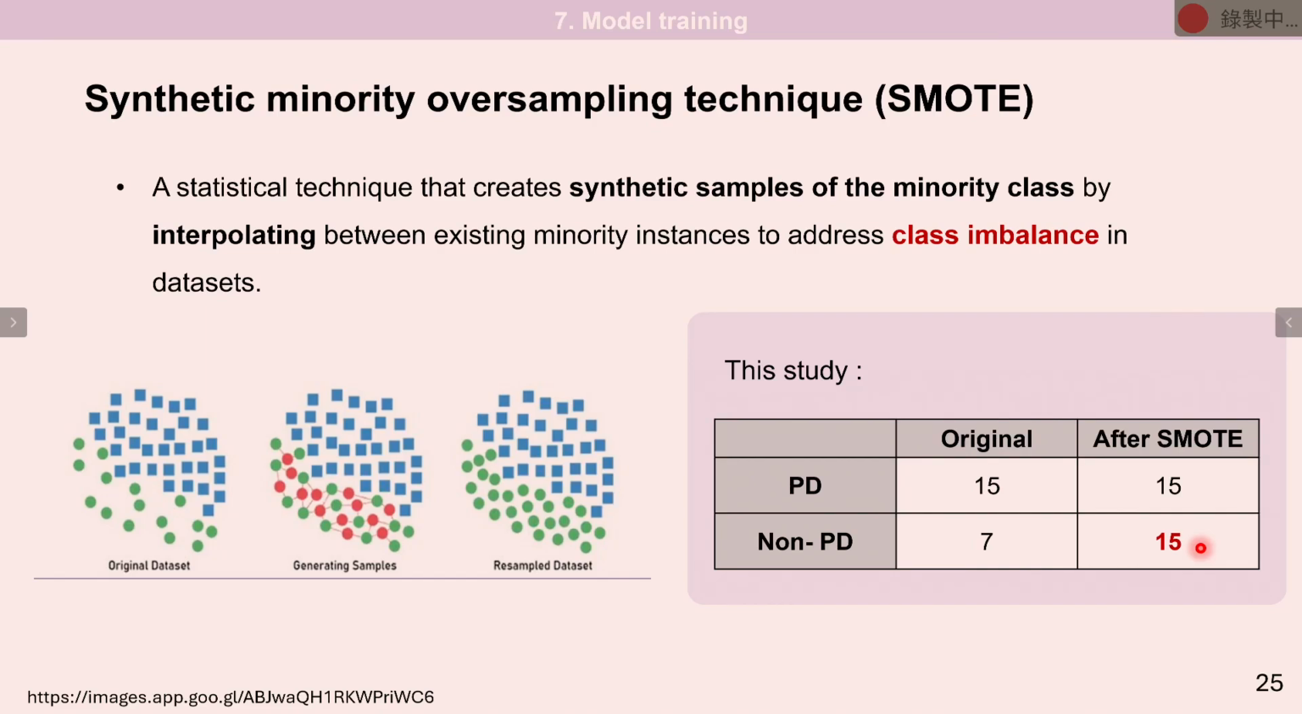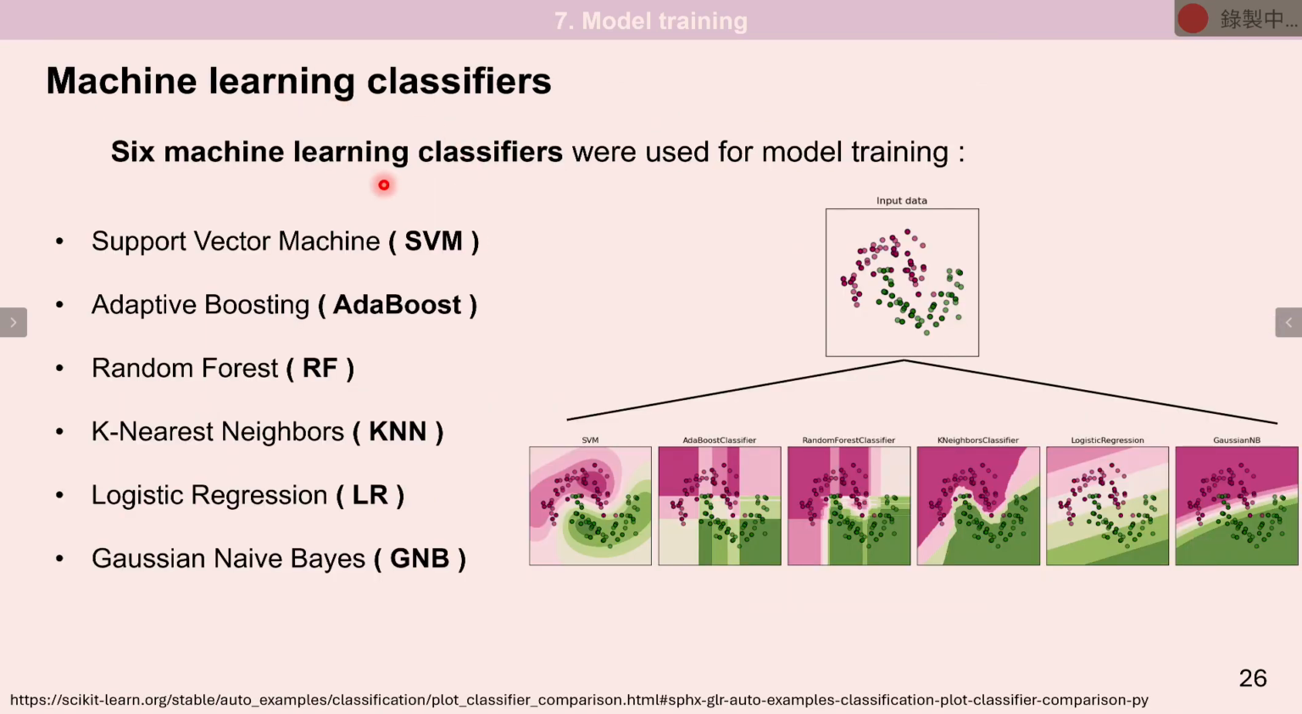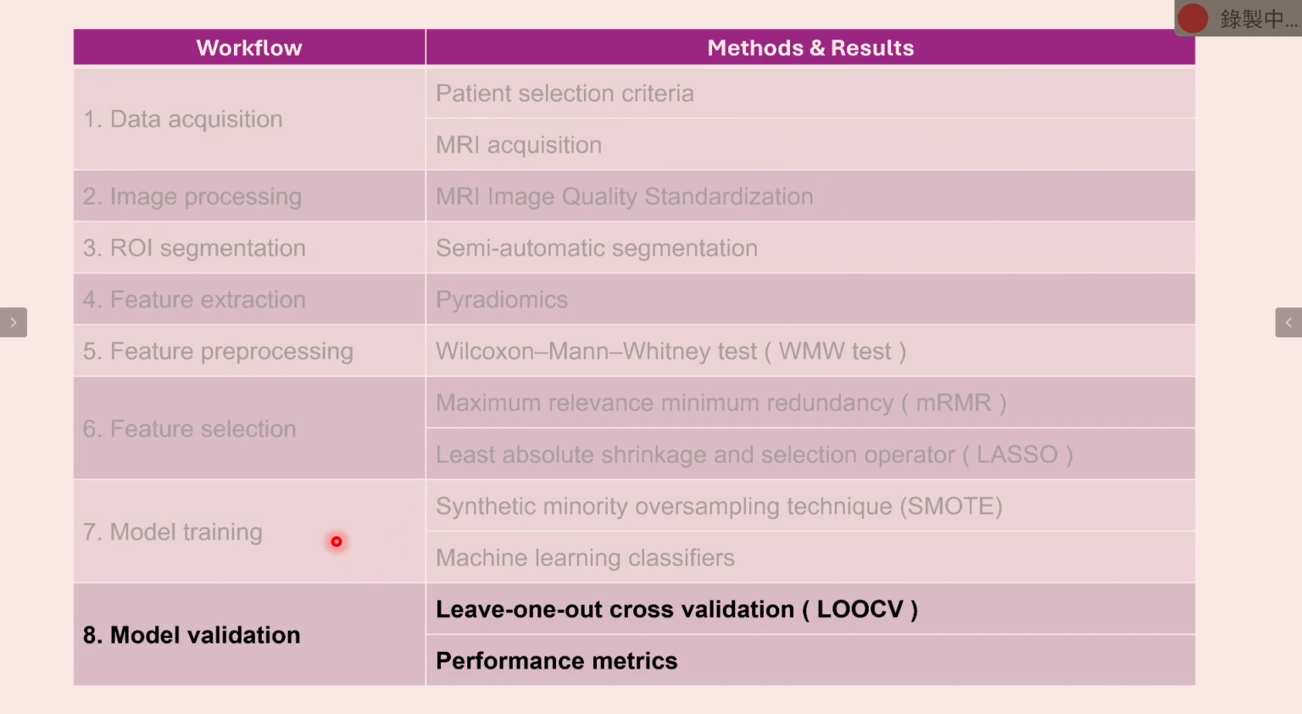The dataset is then input to train 6 machine learning classifiers, and they each have different mathematical methods for classifying the data. As shown in the illustration on the right side, you can see the same input data can be separated in different ways using different classifiers. And finally is model validation. Model validation is to evaluate the predictive performance of models. We use leave-one-out cross validation and quantify the performance using performance metrics.